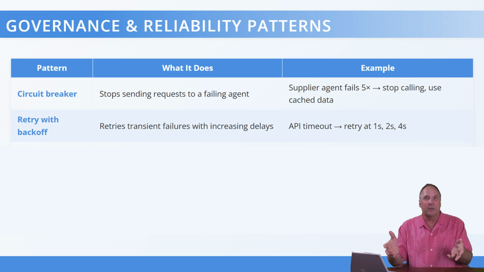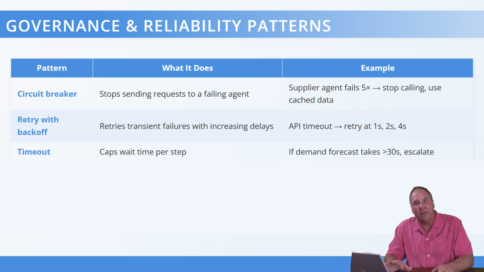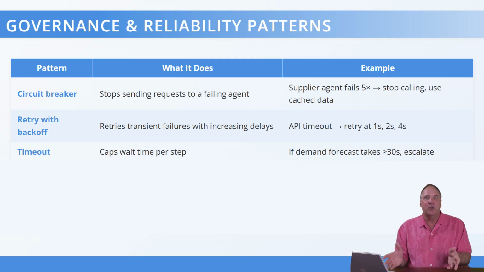If an API call times out, don't just retry immediately. Wait 1 second, and then 2, and then 4. This gives the service time to recover instead of making the congestion worse. So on the other hand, never wait forever. If the demand forecast agent doesn't respond in 30 seconds, assume it's stuck and escalate. Without timeouts, one slow agent can stall your entire workflow.